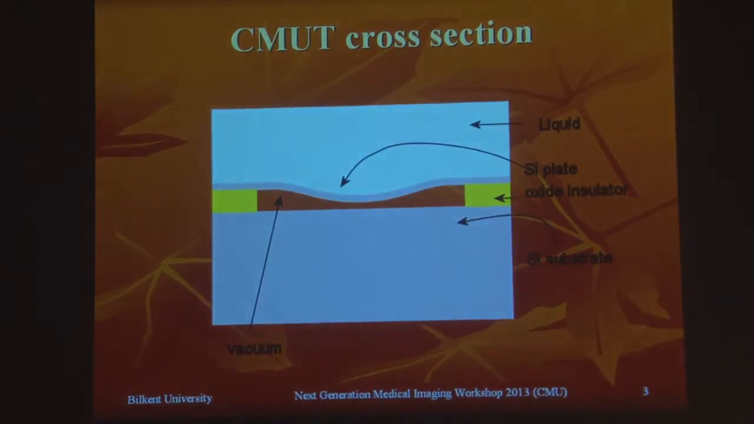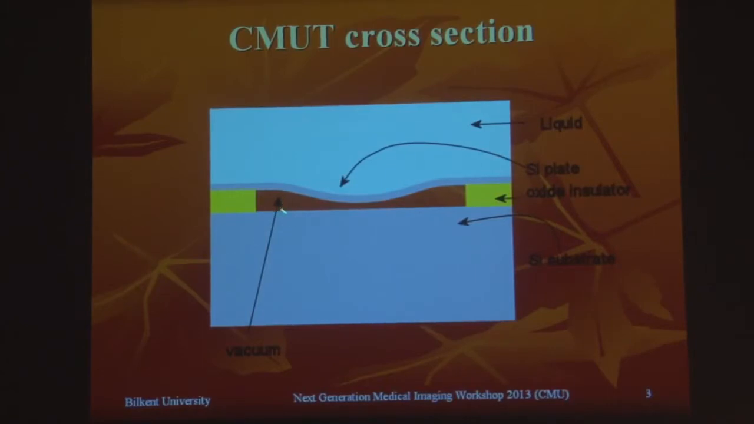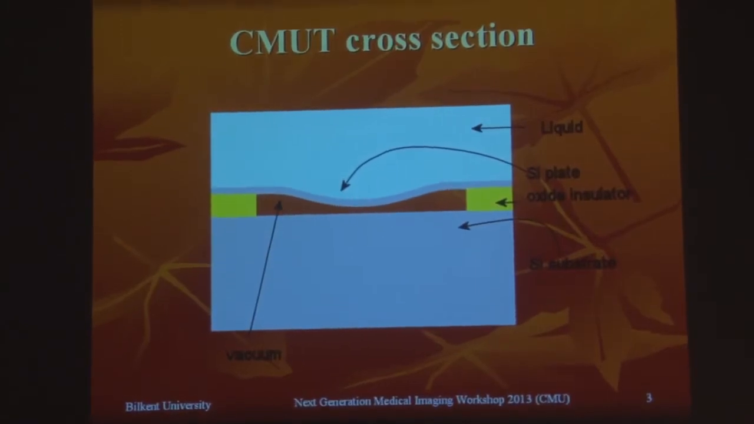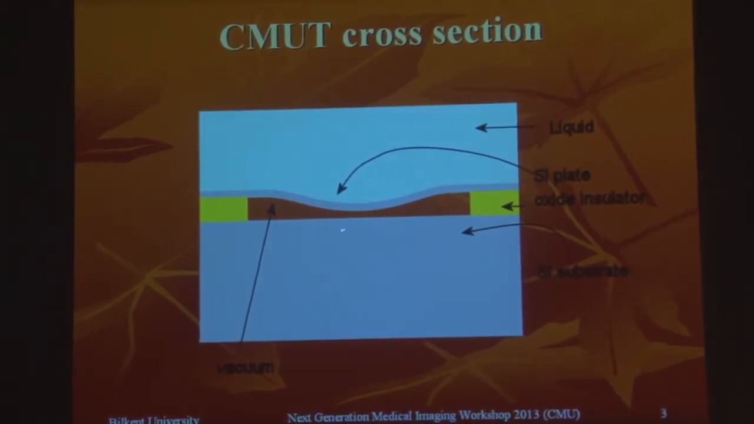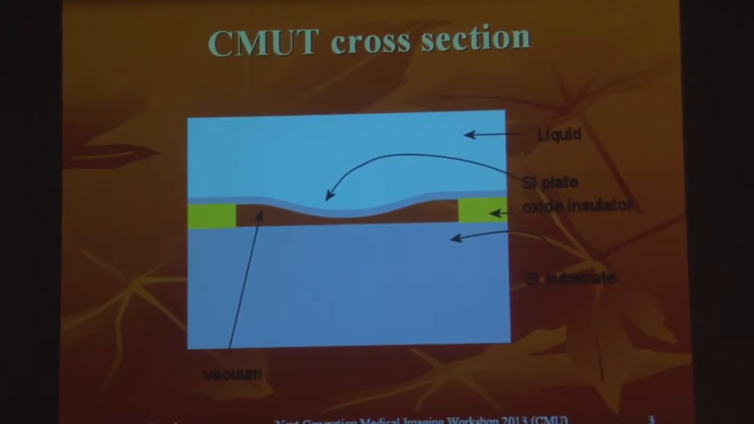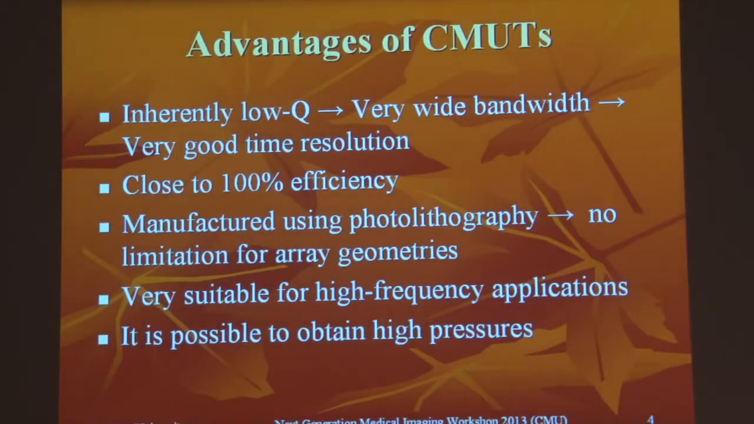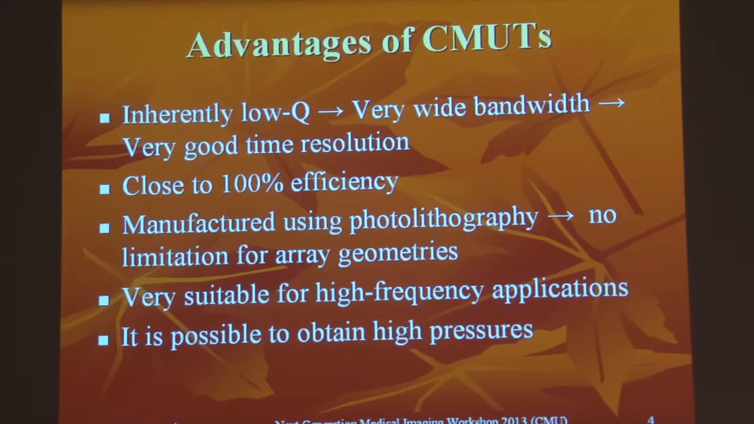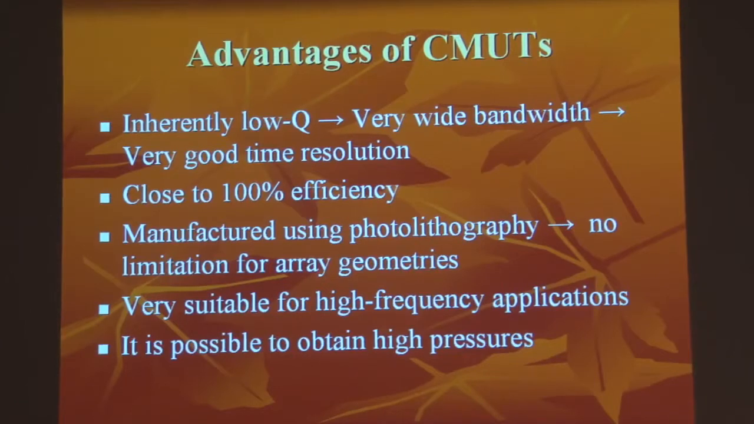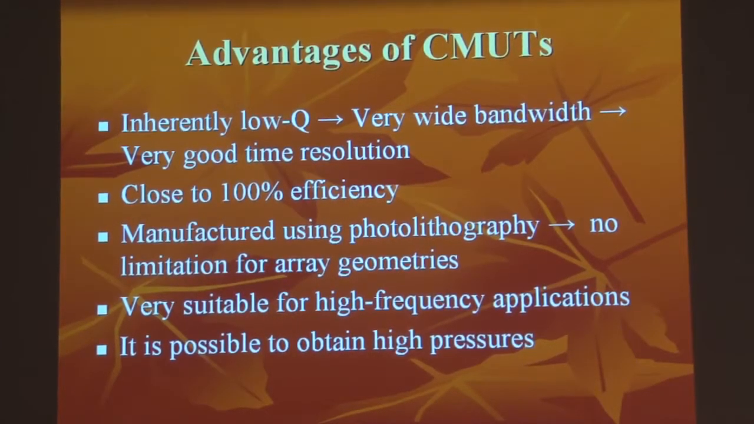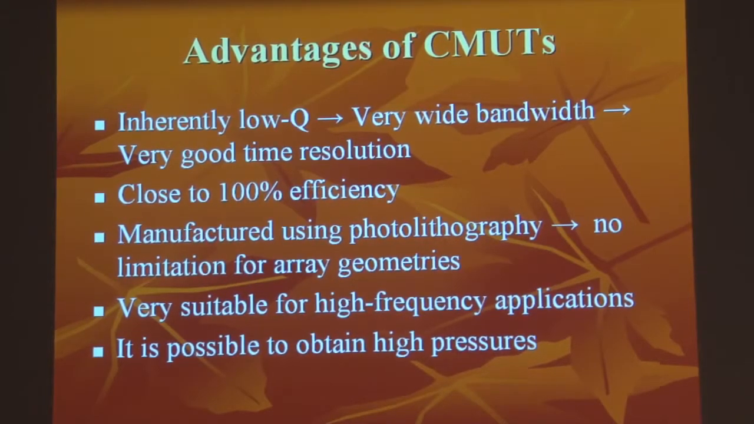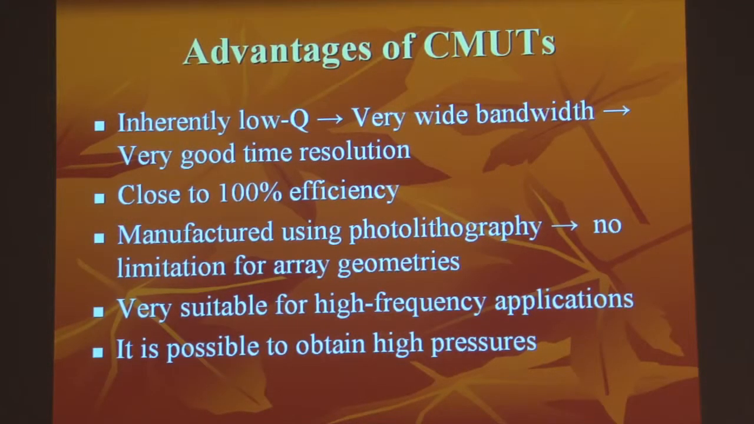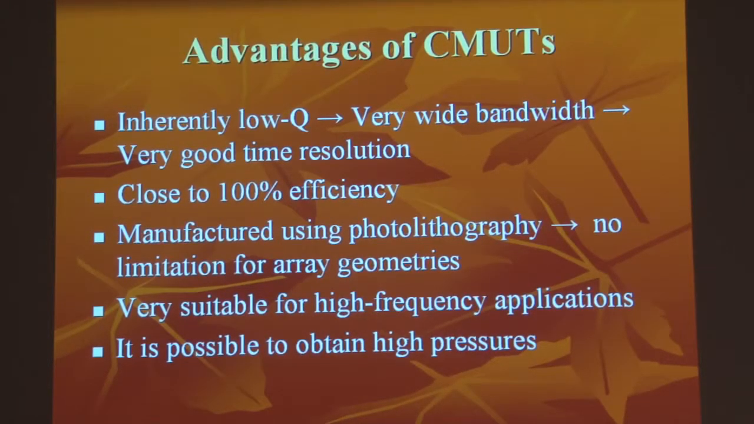This is, as Pierre showed, a typical CMUT cross-section where you have a plate made from silicon or some other material that vibrates due to the electric force in the vacuum between the top plate and the bottom. The advantages of CMUTs: inherently very low Q, that means very wide bandwidth. That also means very good time resolution for imaging applications. And the efficiency of a CMUT is also very good, close to 100%. And because it's manufactured using photolithography, there is no limitation for array geometries. It's also very suitable for high-frequency applications, and it's also possible to obtain high pressures.